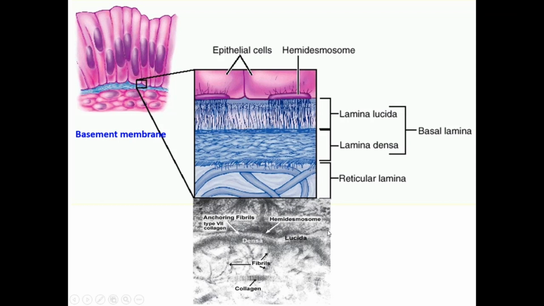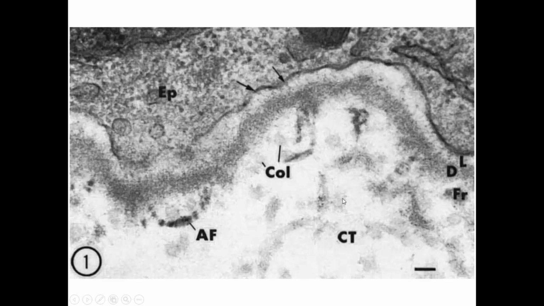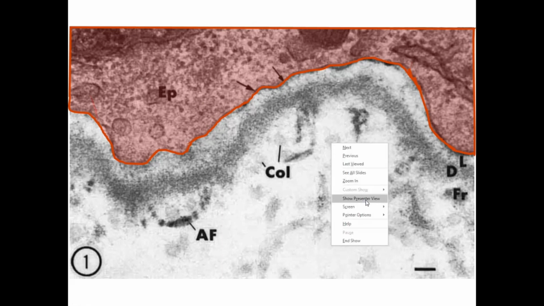Let's see a real picture from the basement membrane. You can see here the cell membrane of epithelial cell. Immediately under this cell membrane, you see the basal lamina. And after that, you can see the reticular fiber in the reticular lamina. Another picture, I highlight the epithelial cell. You can see the epithelial cell in red here. Immediately under the epithelial cell, this part, let me show it.